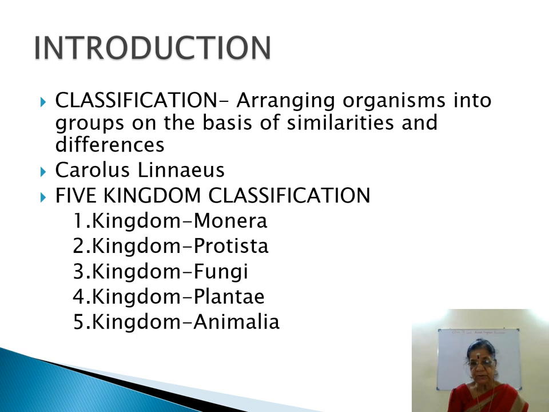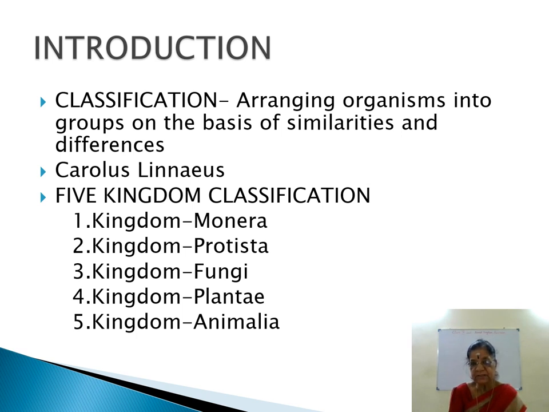Earlier we were following, or even present day we are following, Carolus Linnaeus system of classification. At the same time, there is a five kingdom classification proposed by R. H. Whittaker. He classified plants and animals based on their structure, mode of nutrition and the basis of their living, as kingdom Monera, kingdom Protista, kingdom Fungi, kingdom Plantae and kingdom Animalia. This is the five kingdom classification proposed by R. H. Whittaker.